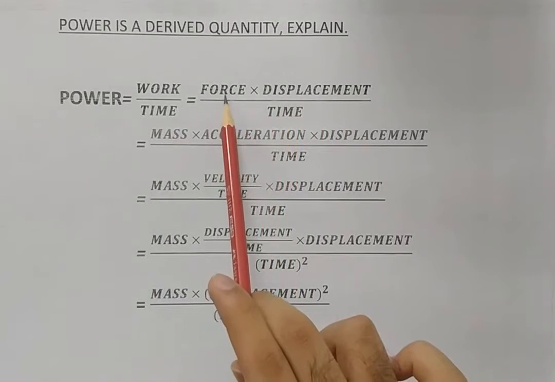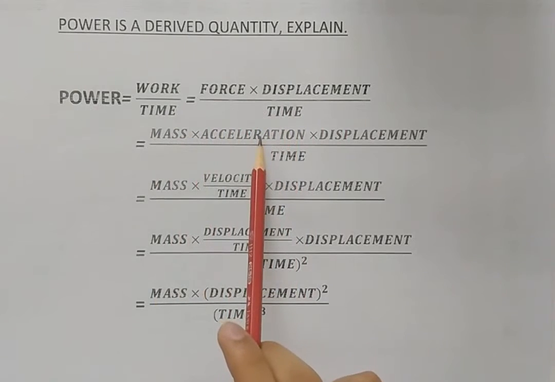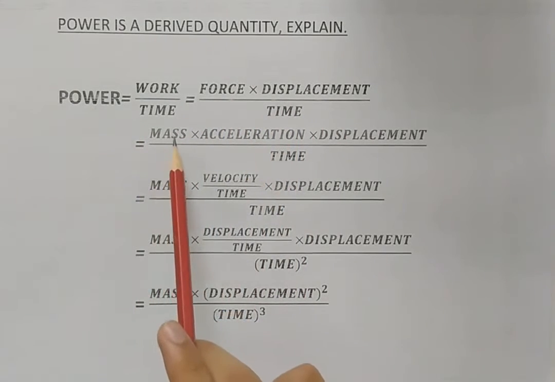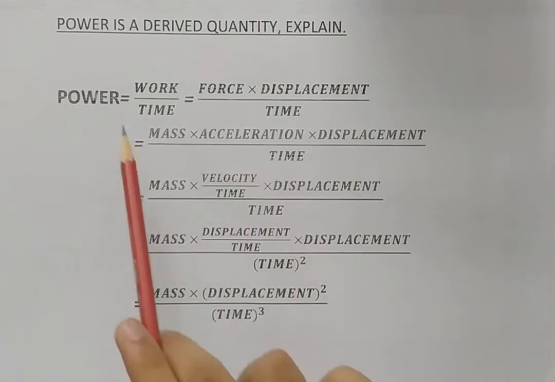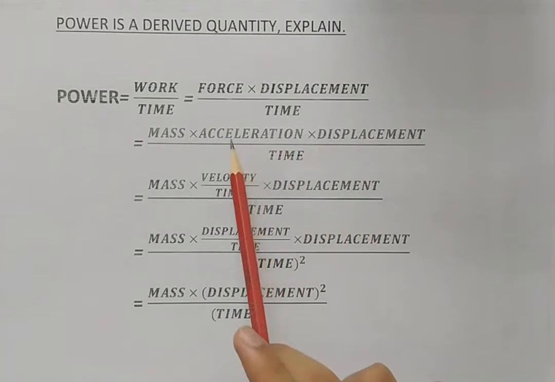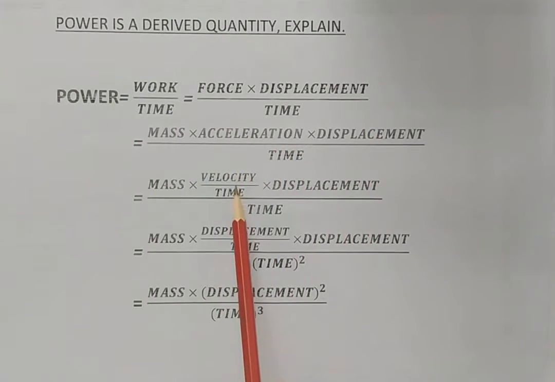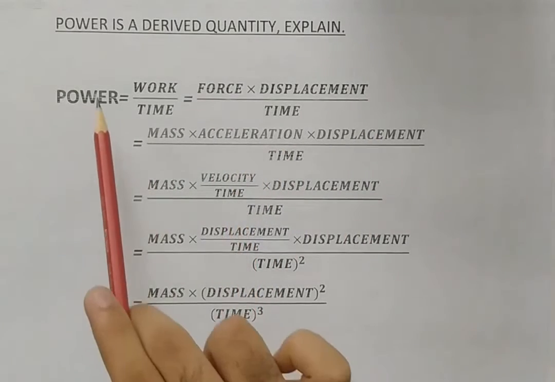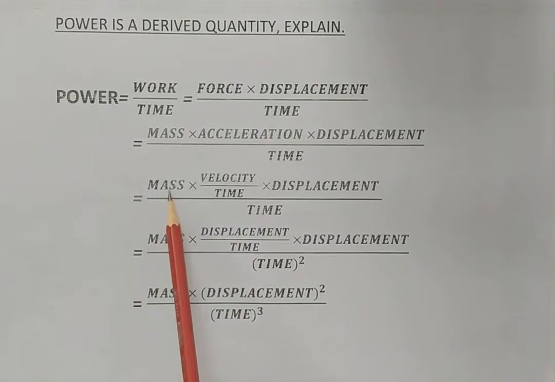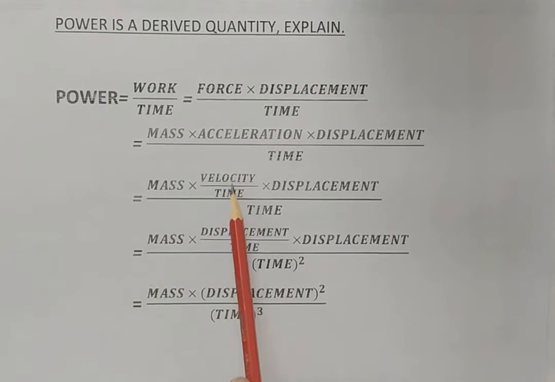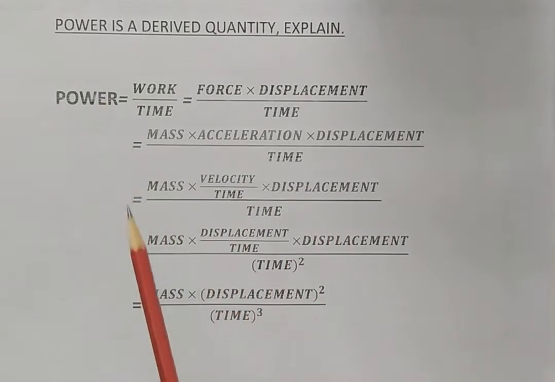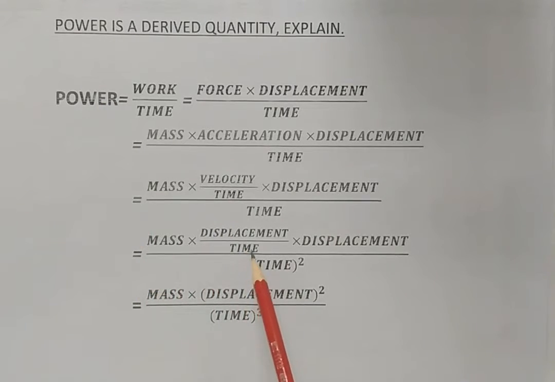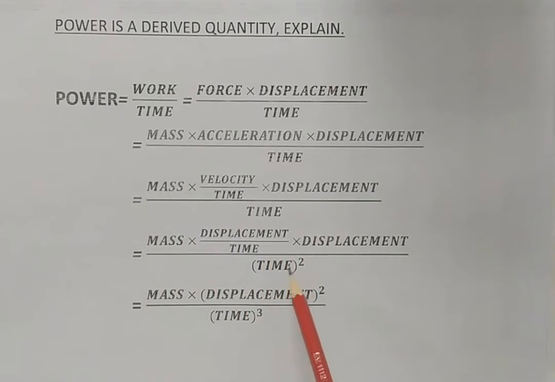Then we know force equals mass into acceleration. Then we can write power equals mass into acceleration into displacement divided by time. We know acceleration equals velocity divided by time. So we can also write power equals mass into velocity divided by time into displacement. Then we can write power equals mass into displacement divided by time into displacement divided by time square.